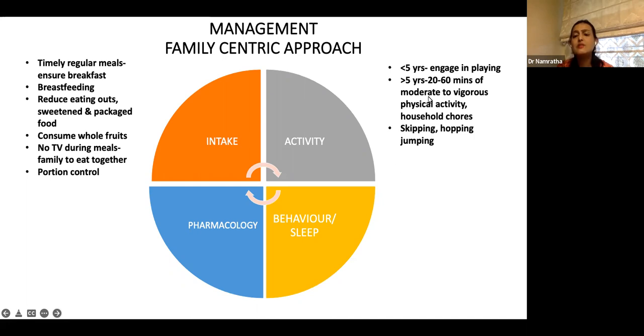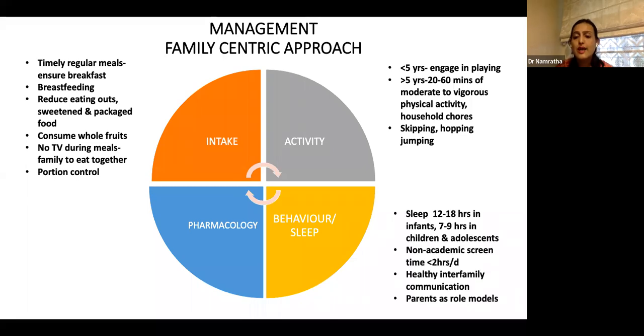Physical activity should be recommended at all ages, starting from the toddler age group. For those less than 5 years, they should be encouraged in active playing as far as possible. For more than 5 years, 20 to 60 minutes of moderate to vigorous physical activity at least 5 days a week has to be encouraged.